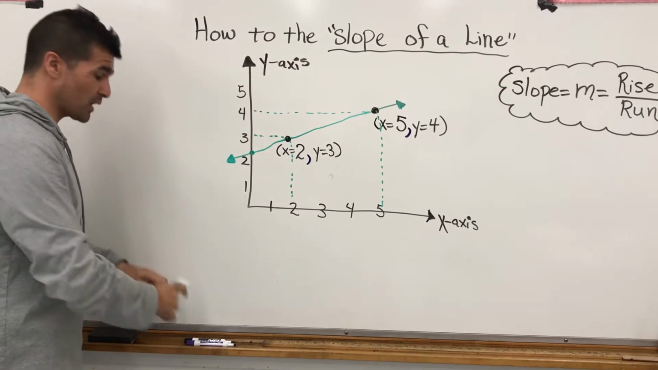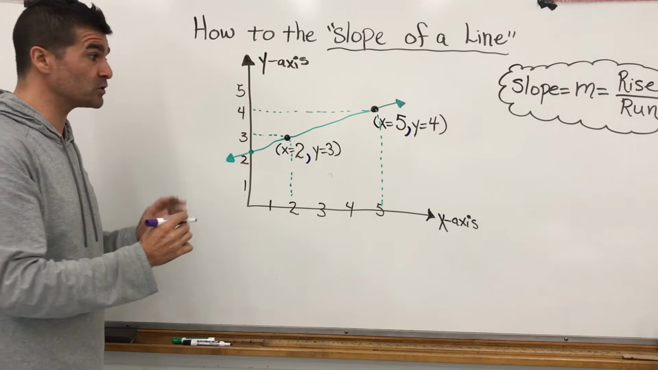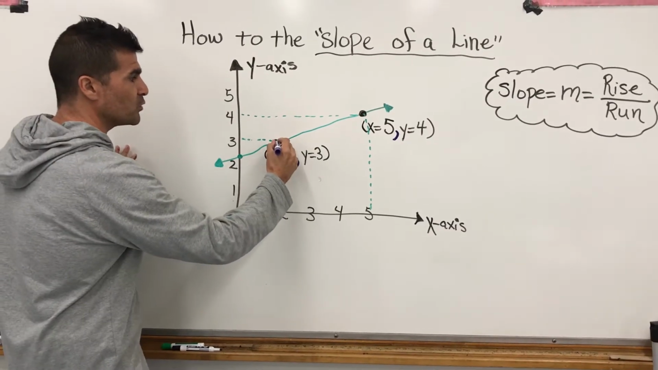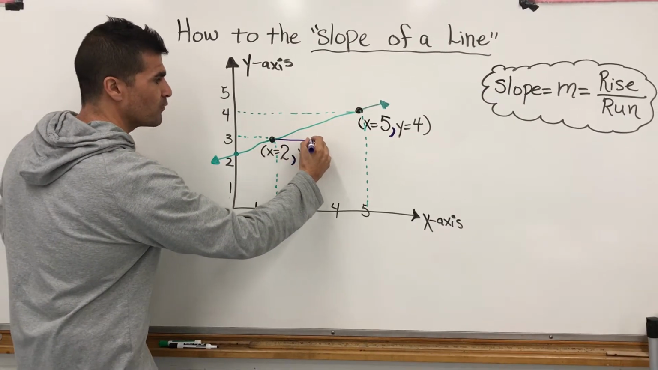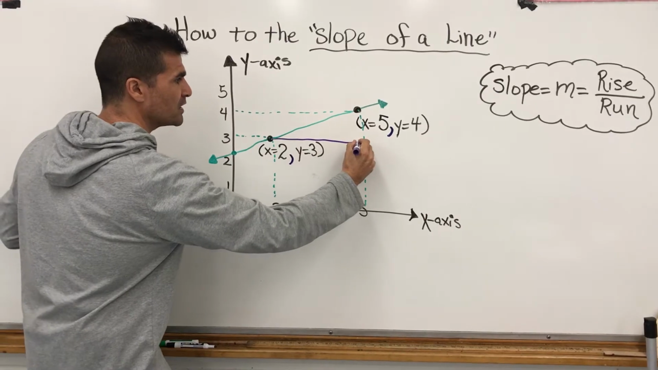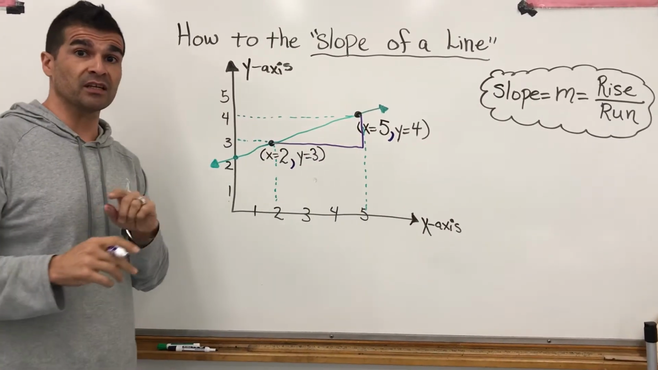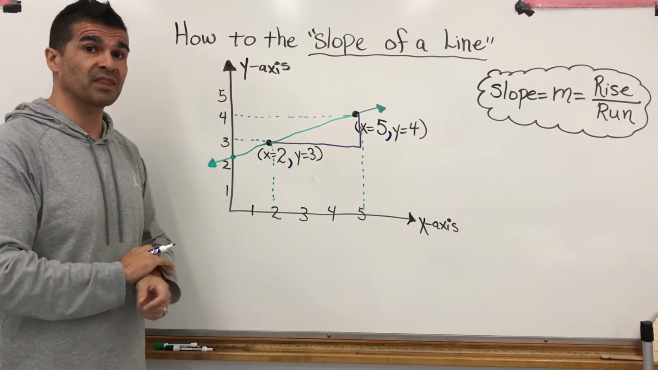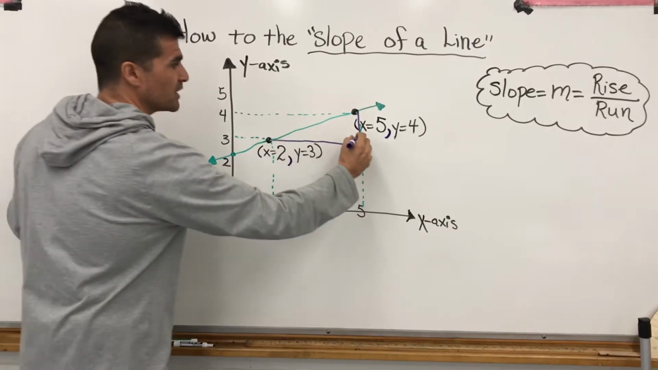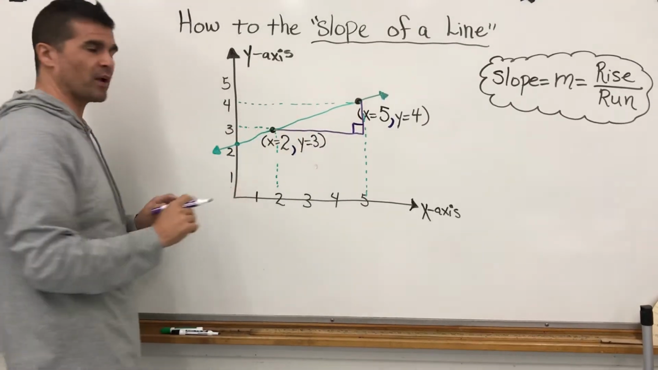Now, here's what a lot of people like to do. They like to use a triangle. They're going to say, from this point to this point, I can make a triangle. What you guys have studied already in this class is the Pythagorean theorem. So this is actually a very special type of triangle. This is a right triangle.